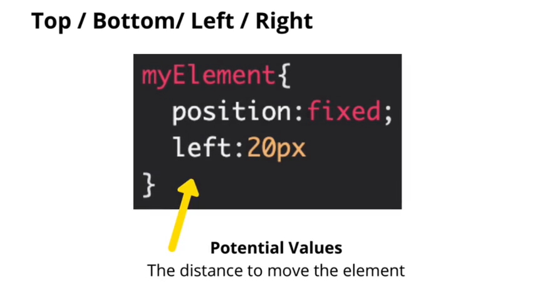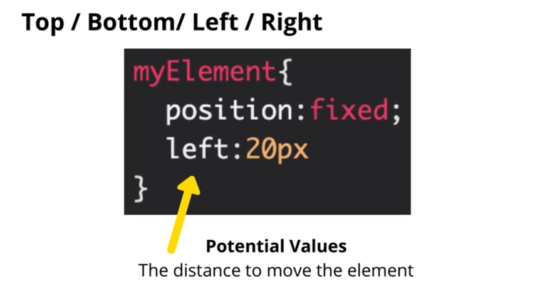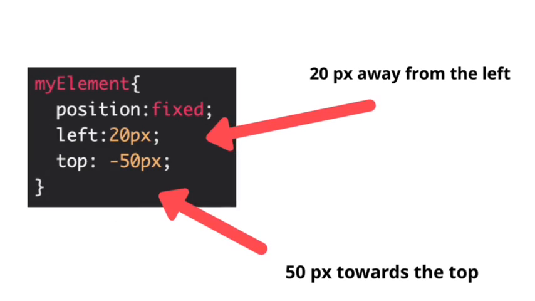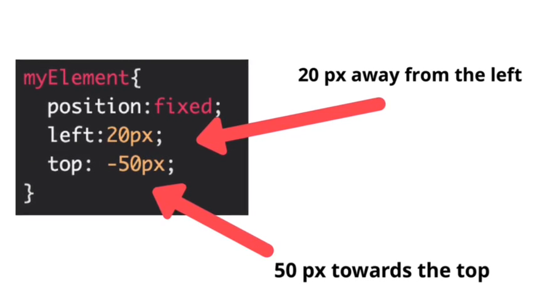The top, bottom, left, and right properties are used as controllers to move elements on the screen. One important thing to remember here is that you're moving the element away from the direction of the property. So if it says left 20 pixels, then you're moving 20 pixels away from the left. If it says top -50 pixels, then you're moving to the top.